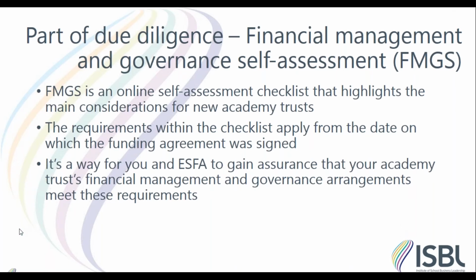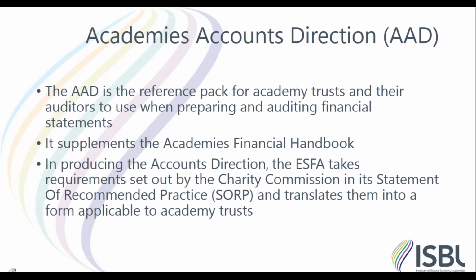And what does the checklist cover? Financial oversight, financial planning and reporting, risk management and internal control, delegated authorities, procurement, tendering and related party transactions, which we've just discussed, and executive pay and transparency. Again, executive pay is something that the department are paying considerable attention to, and are minded to hold the trust to account if they are paying disproportionate levels to their senior leaders.